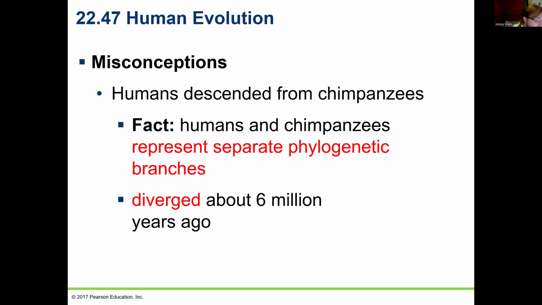Now, common misconception about evolution. Humans are not descendant from chimpanzees. We are descendant from a common species that begat both chimpanzees and us. So we do not come from them. We just have a common ancestor. We diverged about 6 million years ago.